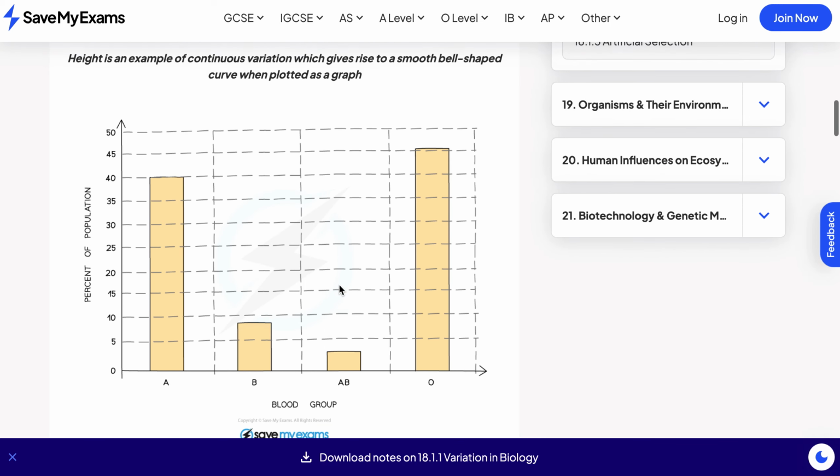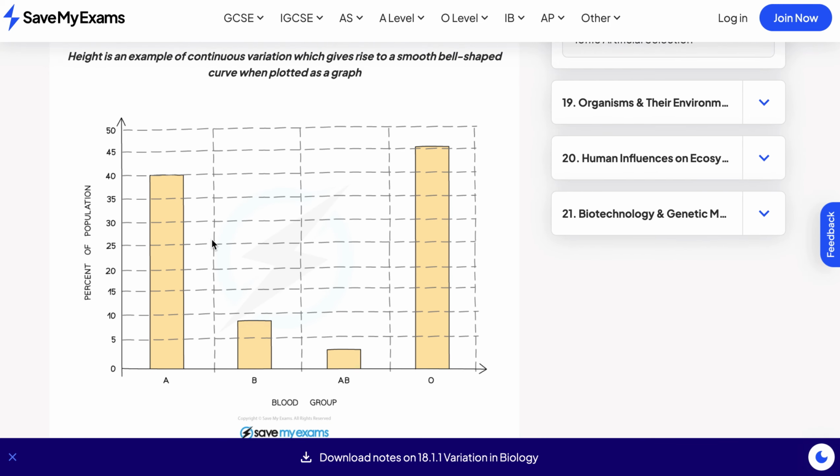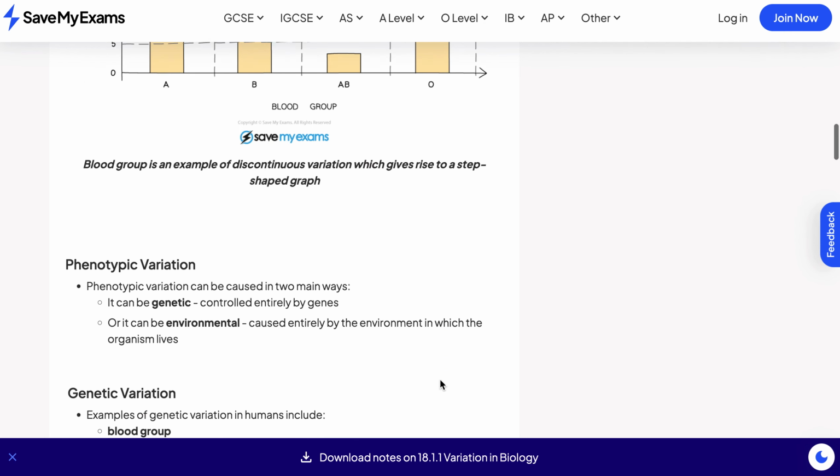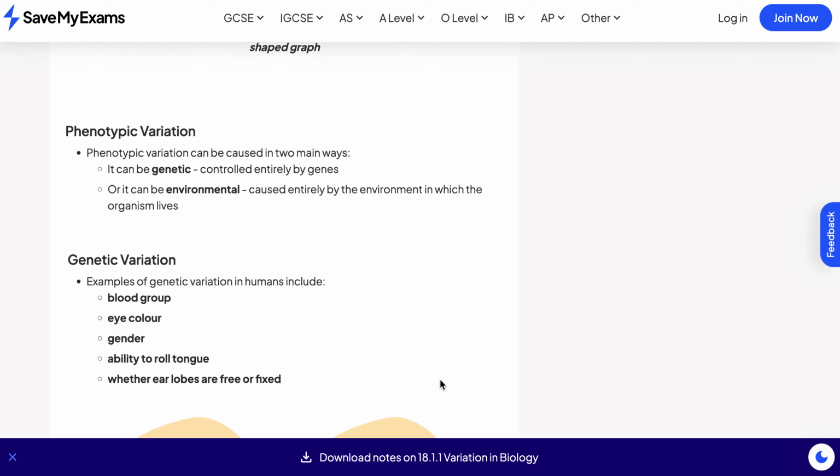For example, this is a graph for discontinuous variation. You can see this is a bar chart. You can plot it for each of the blood groups: group A, group B, AB, and group O.